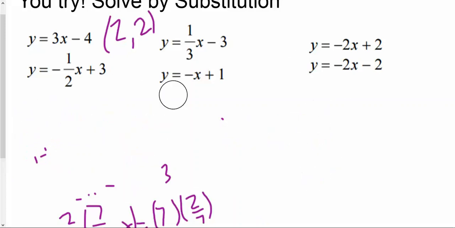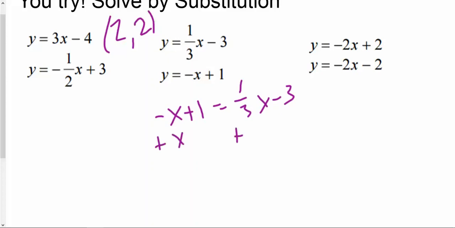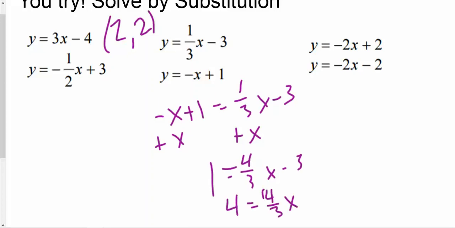For the second one, we're going to set them equal. Negative x plus 1 is equal to 1/3 x minus 3. Add my x over, so that way I get positive x's on the right. That gives me 4/3 x minus 3 equals 1. Add the 3 over, so I get 4 equals 4/3 x. And now I multiply by the reciprocal of 4/3, which is 3/4, and get x is 3.